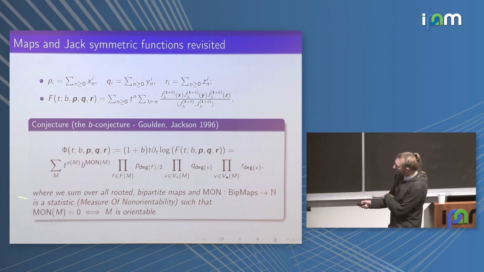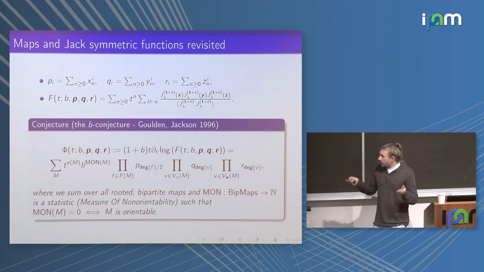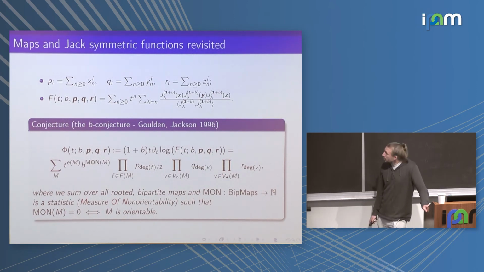Look at what's happening here. I'm summing over all bipartite maps. t tells me the number of edges. Let's skip this b for a second. p tells me the degree of faces, q gives me the degree of white vertices, and r gives me the degree of black vertices. There is this funny b thing here. Conjecturally, there exists some funny statistic on the set of bipartite maps which measures whether your map is orientable or non-orientable. It has the property that it is 0 if and only if your map is orientable.